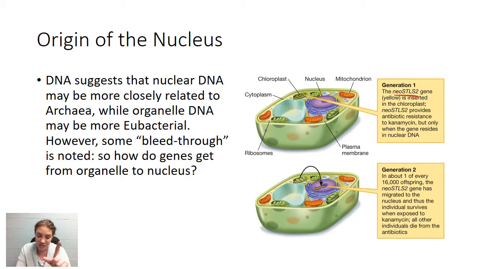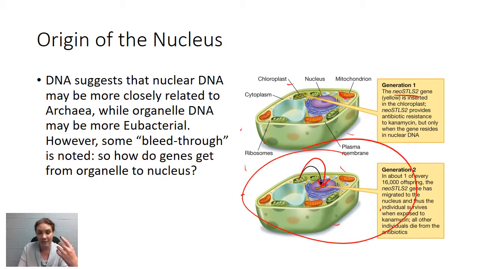But if that gene successfully jumps and transfers into the nucleus, then it can become active, and the whole plant cell becomes resistant to kanamycin treatment. So all you have to do is throw a bunch of kanamycin at this, and whatever survives has those resistance genes that have successfully jumped from the chloroplast into the nucleus. And that happened about 1 out of every 16,000 cells.